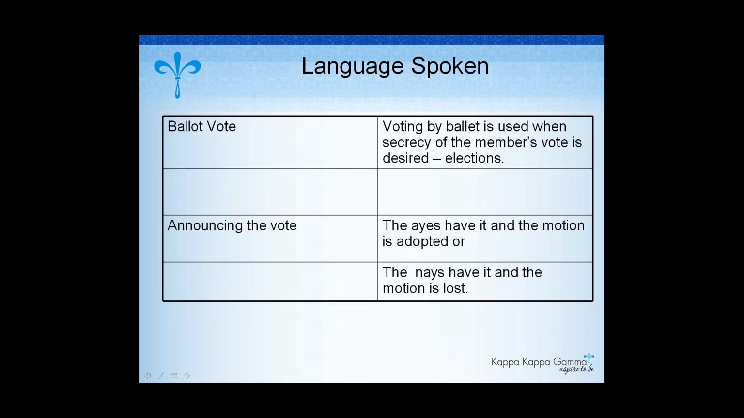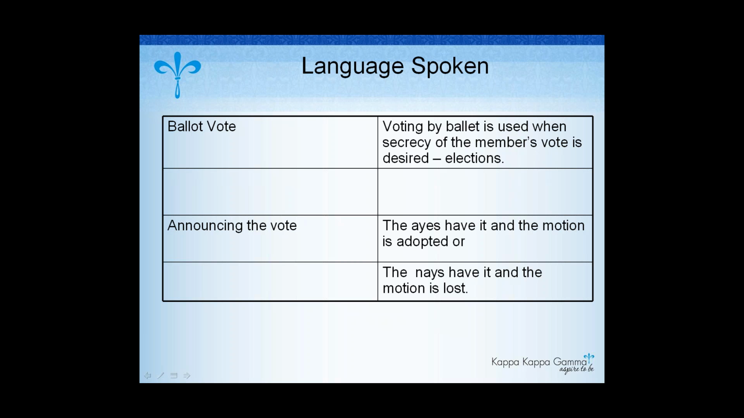There are also times when you want to have a ballot vote. That's usually used when you want secrecy, so you basically don't want anybody to know how each other is voting. And of course, that is always done during elections and preference for membership. It's usually done when you truly do not want to know how each other is voting.